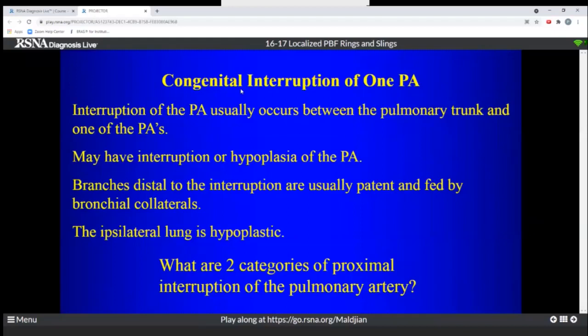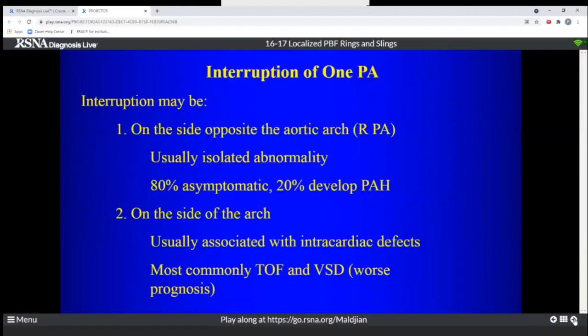This is congenital interruption of a pulmonary artery. It usually occurs between the pulmonary trunk and one of the pulmonary arteries, and that vessel may be interrupted or extremely small. The branches distal to the interruption are usually patent and can be fed by bronchial collateral arteries, and the ipsilateral lung is usually hypoplastic. Now, there are two categories of this.